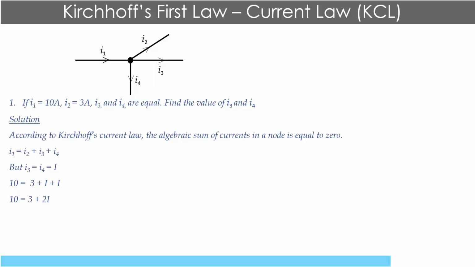So if we are going to rearrange this equation, we can move 3 over to the other side, and this positive 3 becomes minus. So we have that 2I is equal to 10 minus 3. And in resolving that, 2I is equal to 7. And then by dividing both sides by 2, we have that I is equal to 3.5 amps, meaning that I3 is equal to I4, and both of them are equal to 3.5 amps.